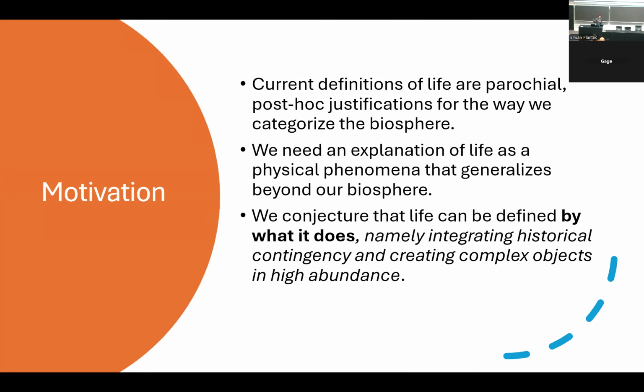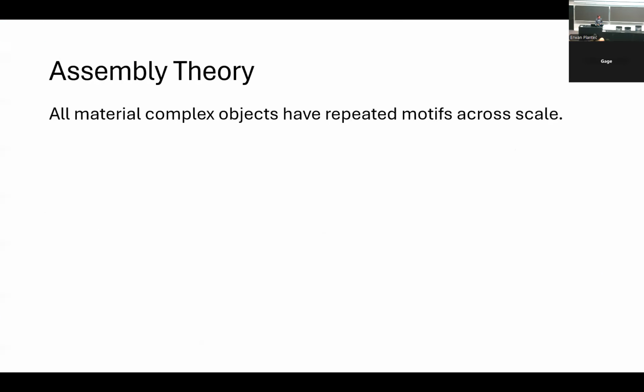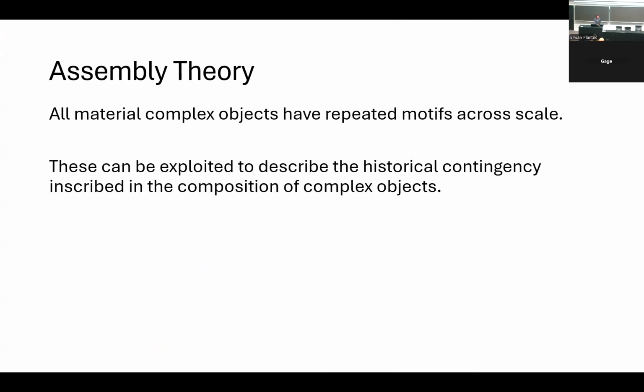And we're taking two properties. So the integration of historical contingency. You can think about that as also the integration of broken symmetries or frozen accidents, whatever you'd like to call it, but then also the creation of complex objects in high abundance. And so in assembly theory, we're starting with the observation that all material complex objects are constructed with reused motifs across scale. And we can use those reused motifs to reason about the historical contingency that's inscribed in the physical structure of these complex objects.